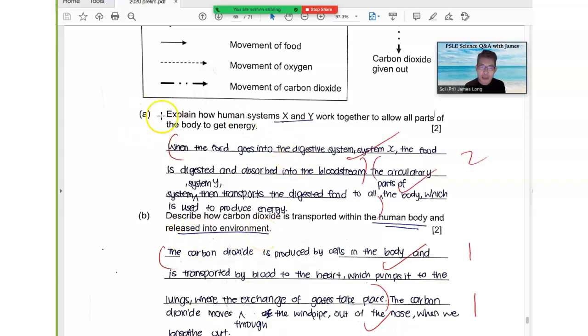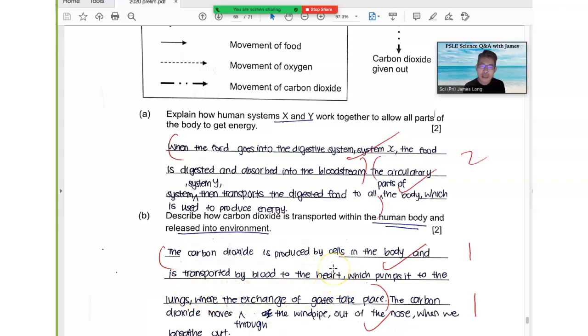So part A shows how the digestive system and the circulatory system work. In part B, it shows you how the circulatory system and the respiratory system work. So let's talk about carbon dioxide. It's produced by cells in the body and transported by blood to the heart first, then pumped to the lungs, where exchange of gases takes place. Okay, this is the first part.